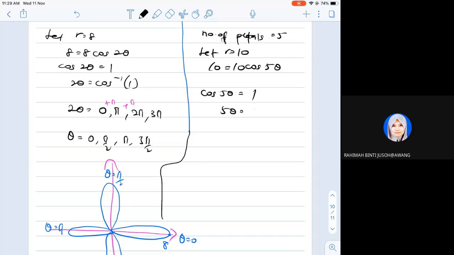So 5 theta equals cos, guys, if you are hungry, you just eat, I don't mind, just eat and drink. I don't want you to lose focus.